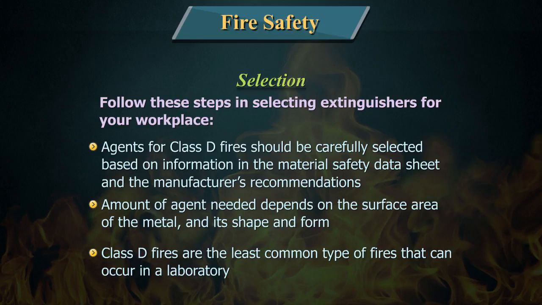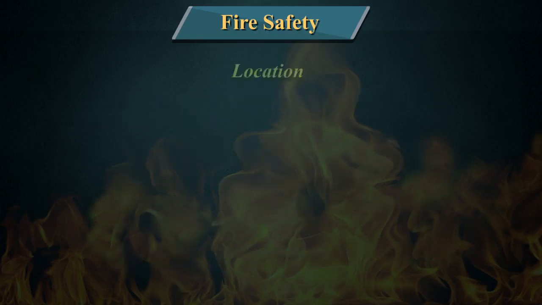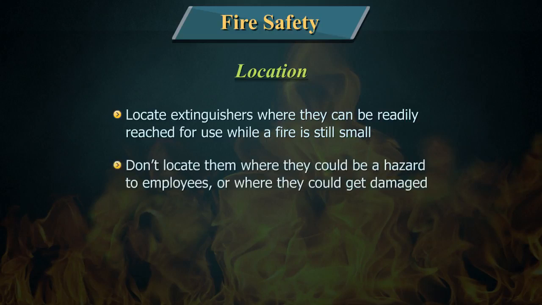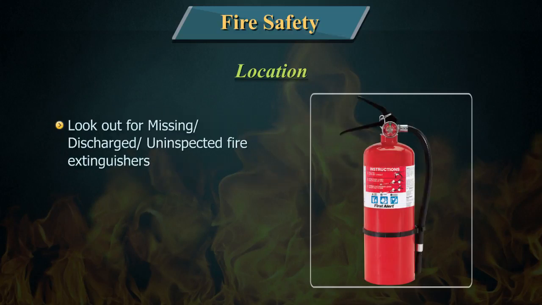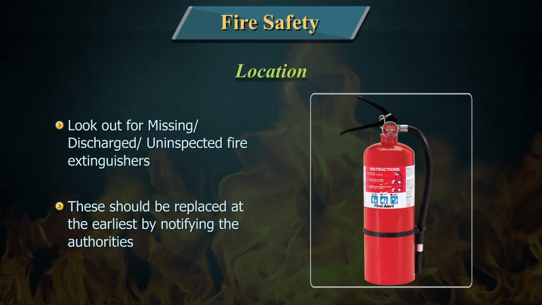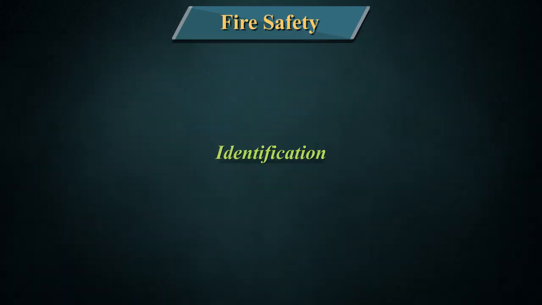Class D fires are the least common type of fires that can occur in a laboratory. Location. Locate extinguishers where they can be readily reached for use while a fire is still small. However, don't locate them where they could be a hazard to employees or where they could get damaged. Look out for missing, discharged, or uninspected fire extinguishers. These should be replaced at the earliest by notifying the authorities.